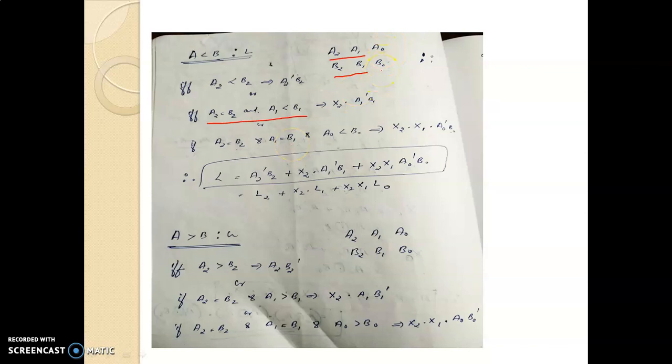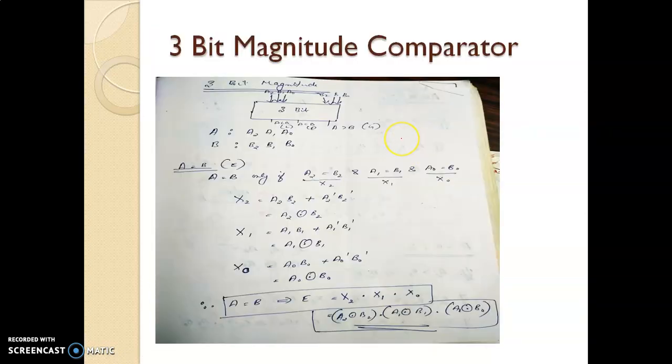B0, isn't it? So that can be represented as A2 equal to B2 is x2, A1 equal to B1 is x1, then A0 bar B0. A0 has to be 0. A0 is less than B0. So A0 bar B0. So we can formulate this equation.